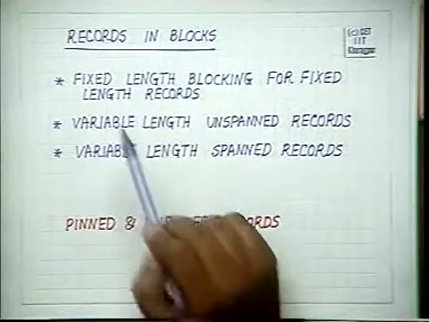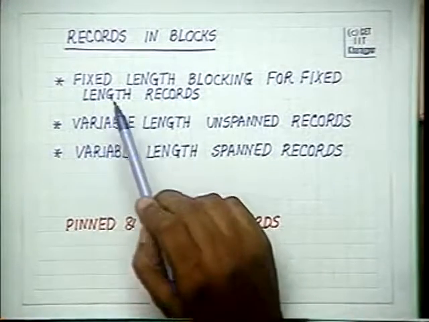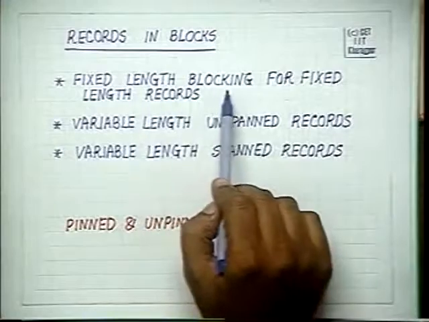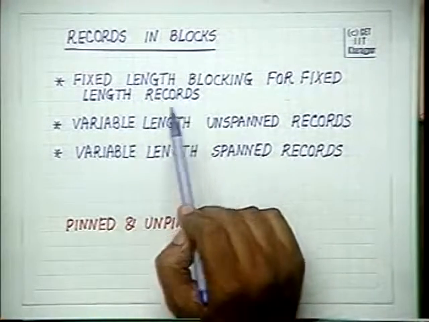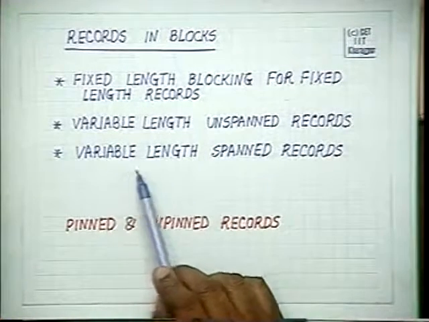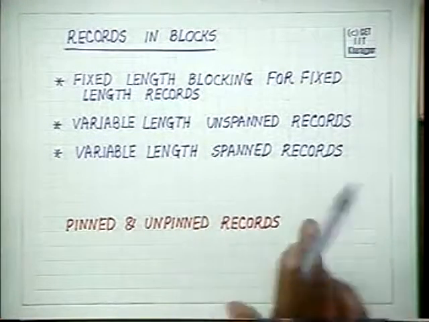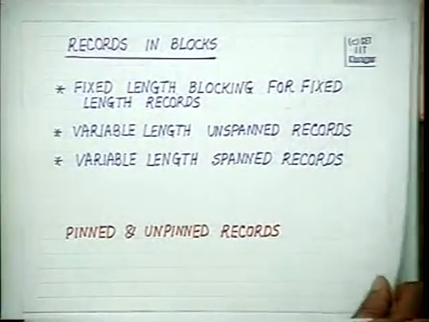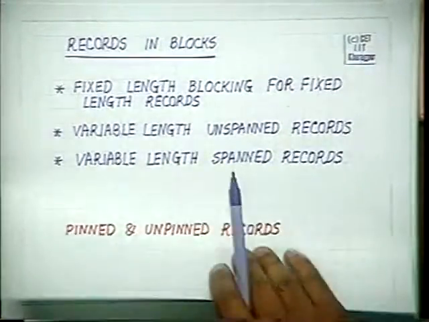Next we come to the organization of records within blocks. Records within blocks may be of various types. We may have fixed length blocking for fixed length records, we may have variable length unspanned records, and we may have variable length spanned records. Let us see what they mean one by one. So first we will discuss fixed length records.